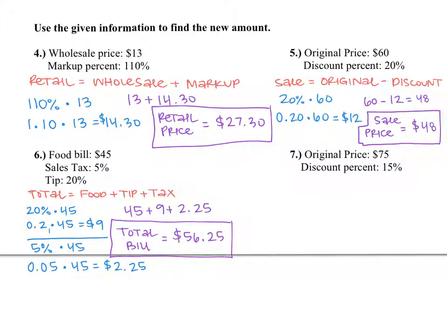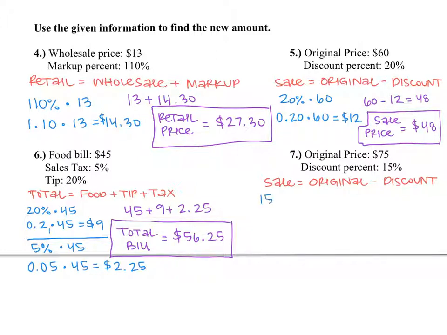All right, hopefully you had a chance to look at number 7. Let's look at this one real quick together. This is another discount problem. So the sale equals the original price minus the discount. Again, the big difference between these is you have to pay attention. If it's a discount, you subtract. If it's a markup or a tip and tax, you add the values.